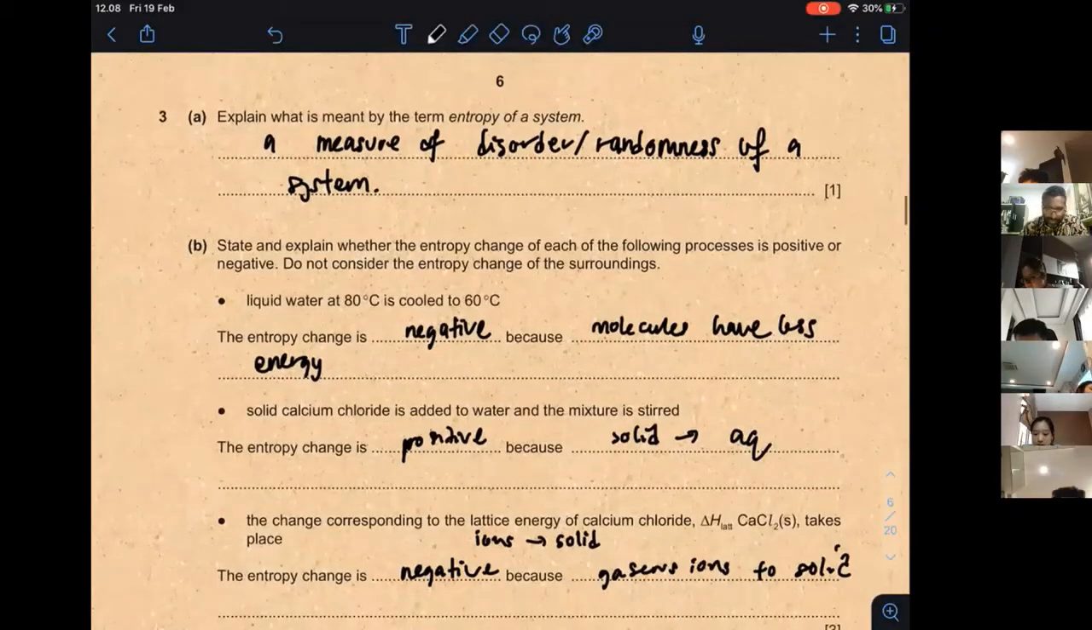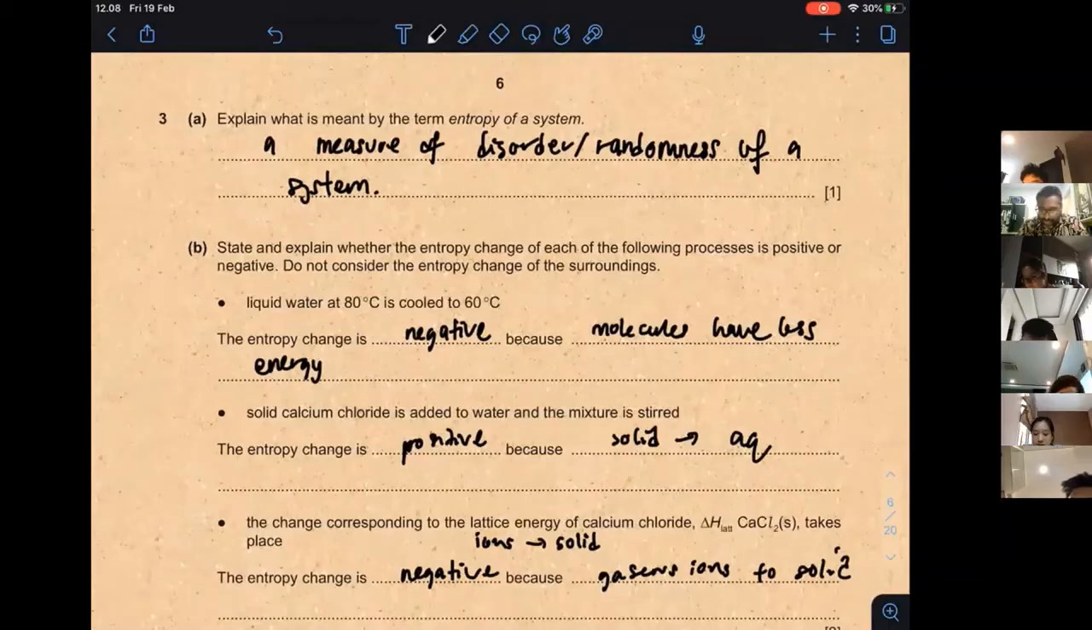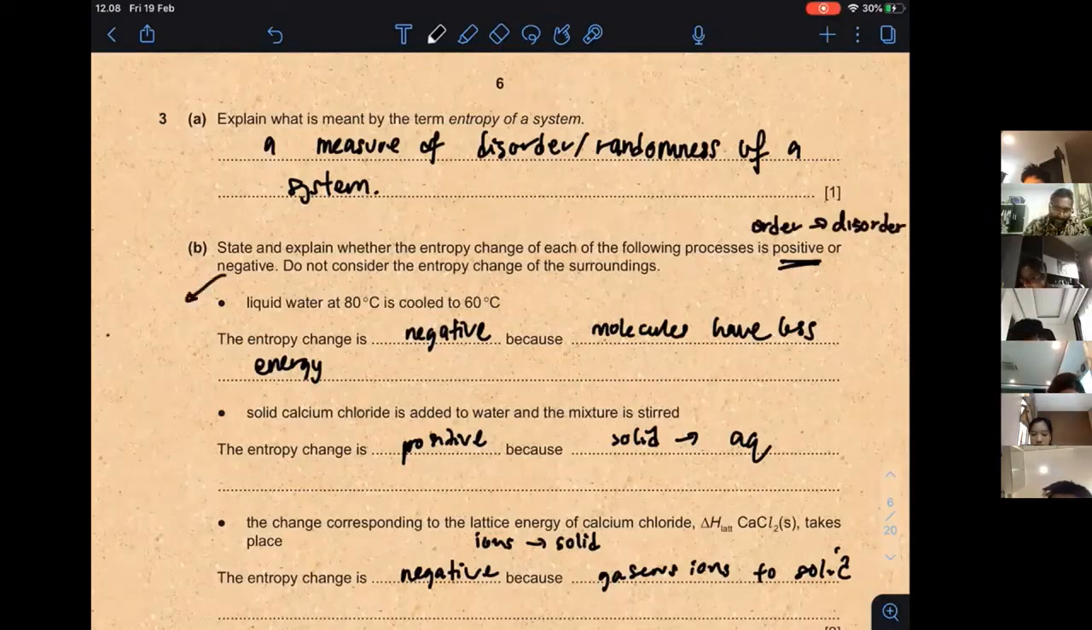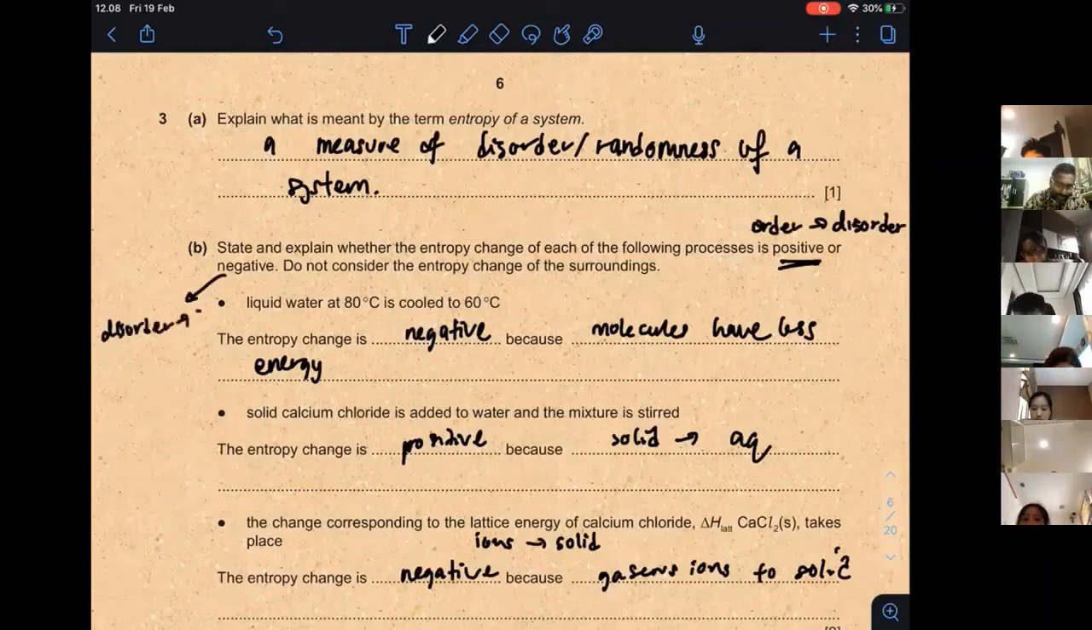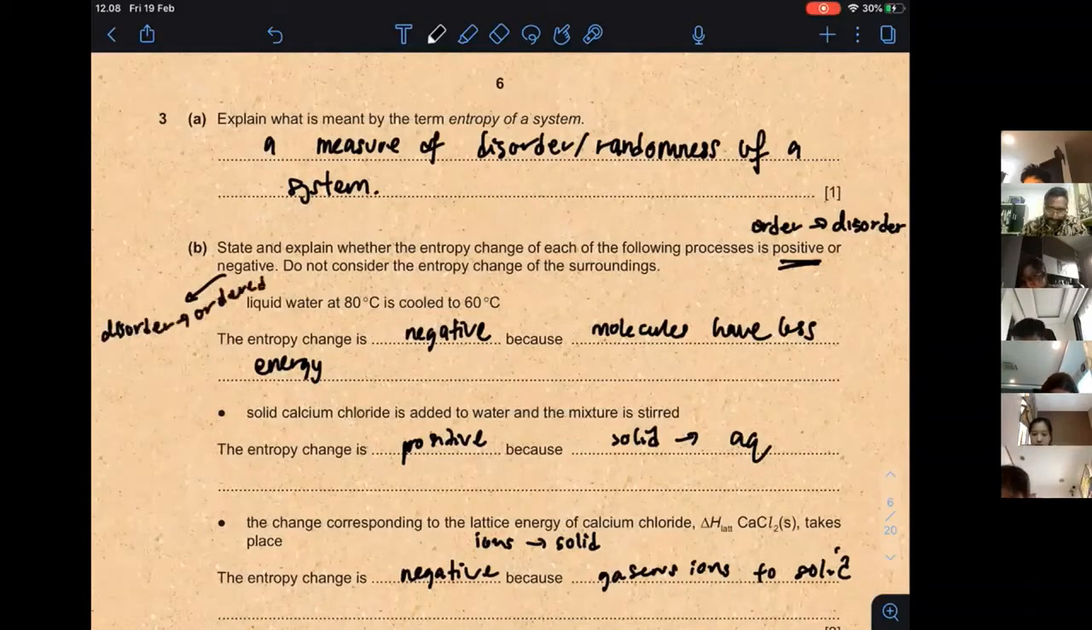Now the next part is going to be state and explain whether the entropy change of the following is going to be positive or negative. If it is going to be positive, generally, since it's a measure of disorder, they are going to go from order to more disordered. If this is negative, it means disorder becoming ordered. Now you see here, they say do not consider the entropy change of the surroundings. So don't bother about that. Just look at what is happening for the liquid. If they say liquid, just look at the liquid alone.